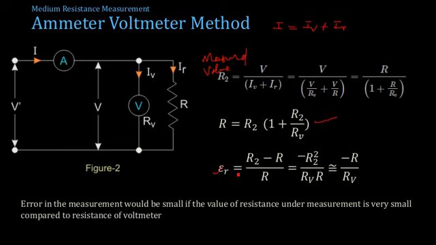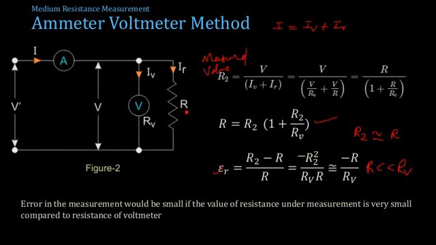Now when you take the error, you will have R2 minus R by R, which is given by minus R2 squared divided by RV into R. And if we consider the measured value very close to the true value, or when you replace R2 with R in this equation, you will get minus R by RV as the relative error. So in this case, the error can be minimized if the resistance of the unknown resistor is much smaller than the resistance of this particular voltmeter. If R is much less than RV, the error can be reduced.